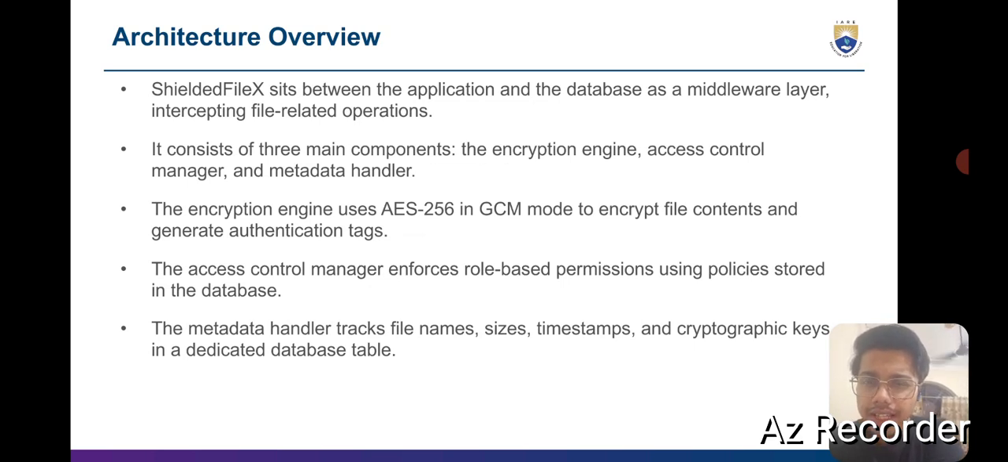Shielded FileX sits between the application and the database as a middleware layer, intercepting file-related operations. It consists of three major components: the encryption engine, access control manager, and metadata handler. The encryption engine uses AES-256 in GCM mode to encrypt file content and generate authentication tags.